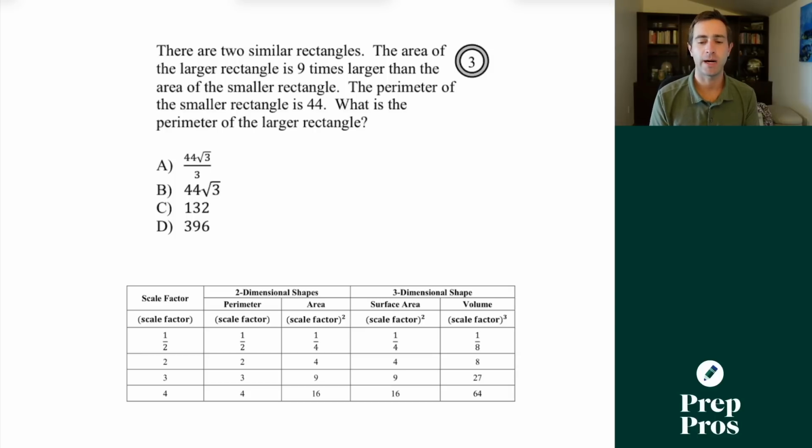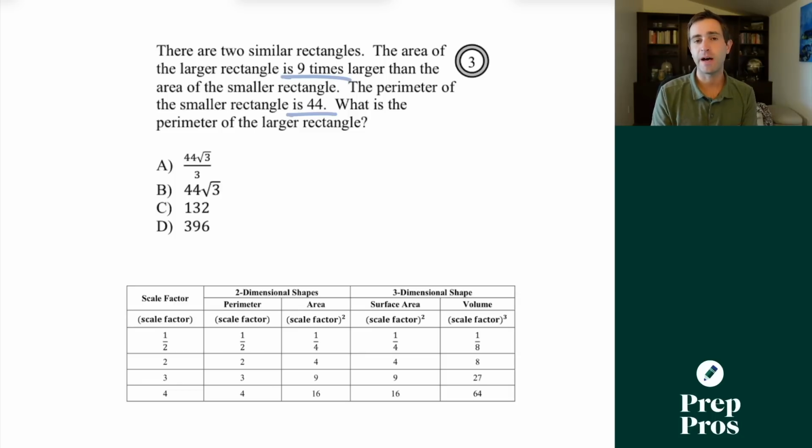There are two similar rectangles. The area of the larger rectangle is 9 times larger than the area of the smaller rectangle. The perimeter of the smaller rectangle is 44. What is the perimeter of the larger rectangle? Well, we have similar shapes, so this is a good indication we're dealing with a scale factor question.